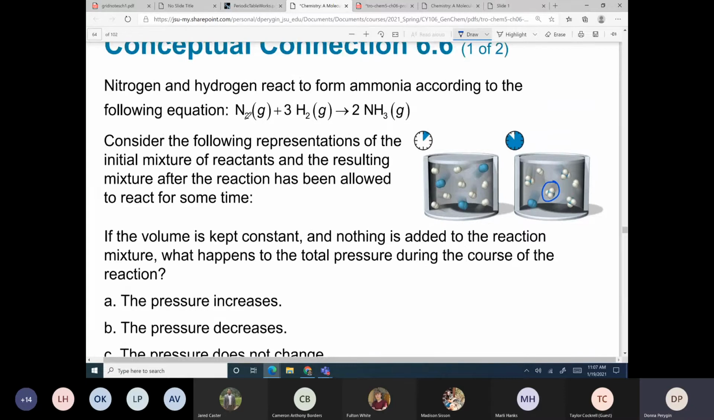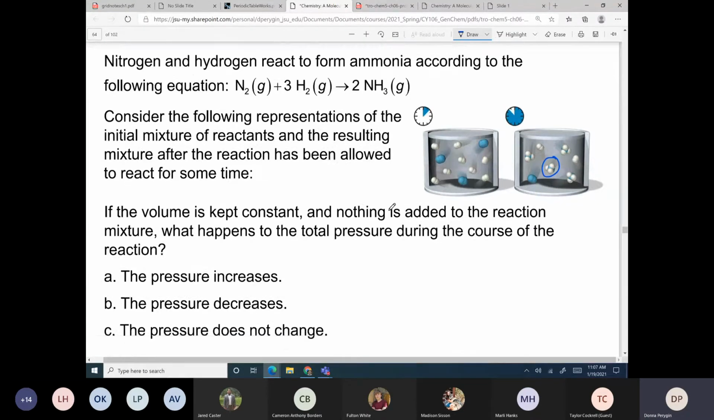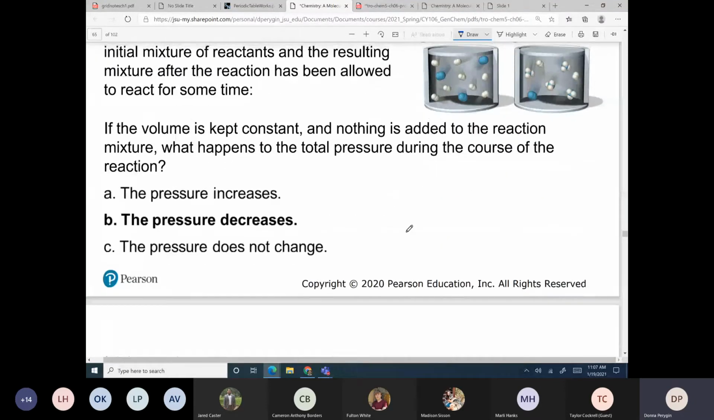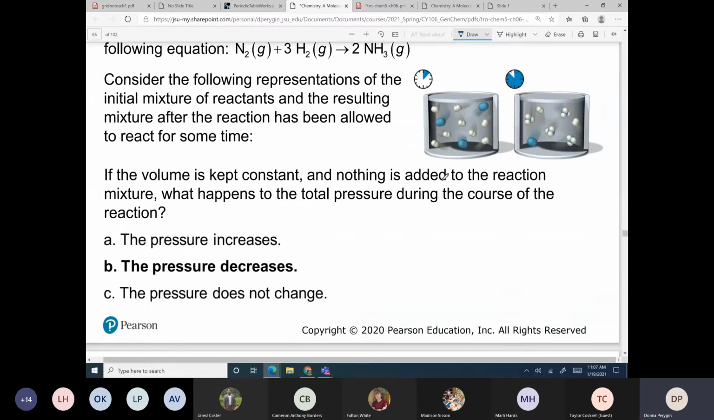So notice that we're reacting a mole of nitrogen and 3 moles of hydrogen to give us 2 moles of ammonia. So we've got 4 moles of gas going to 2 moles of gas. So what is that going to do to the pressure? The pressure is going to decrease because we're decreasing the number of moles of the gas.